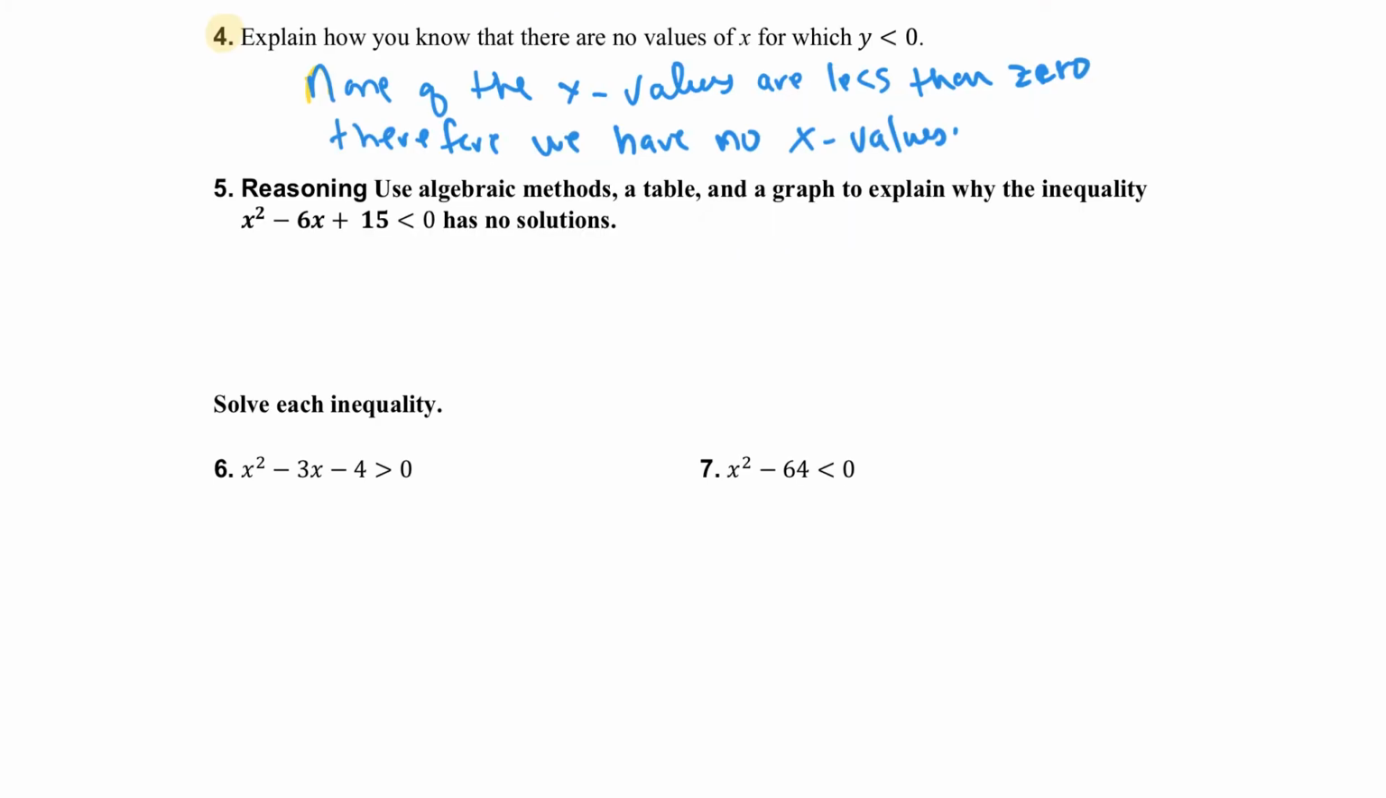For number 5, it says, use algebraic methods, a table, and a graph to explain why the inequality has no solutions. What I did is I used a graph to explain that there is no solution. So if you graph this using Desmos, and I'm just doing a sketch, you're going to notice it's going to look something similar to this.